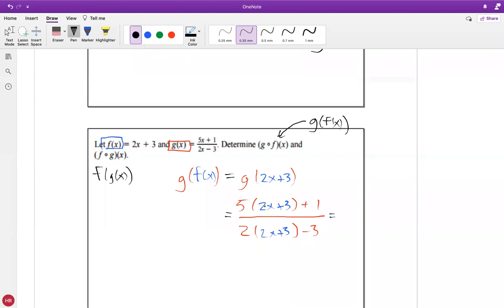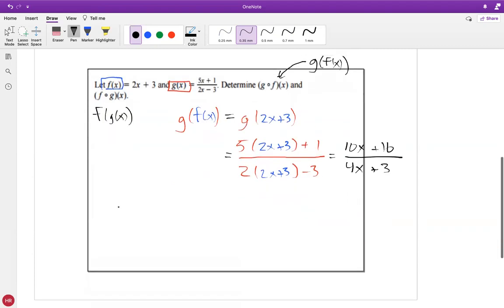5 times 2x is 10x. 5 times 3 is 15, plus 1 is 16. And then 2 times 2x is 4x. 2 times 3 is 6, minus 3 is 3. So this is the answer for g of f of x. And for f of g of x, we're going to do the same thing, except now we're going to switch the order we do it in.